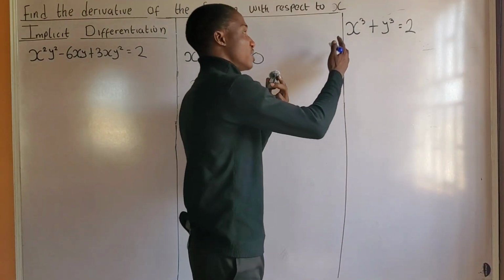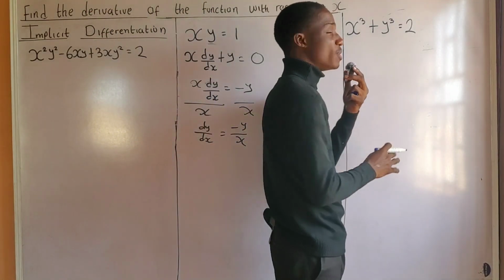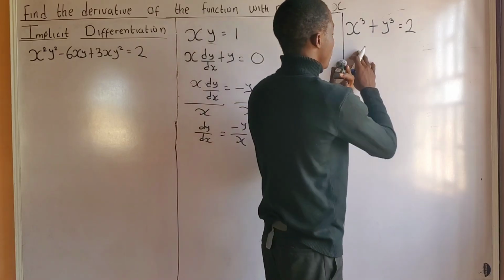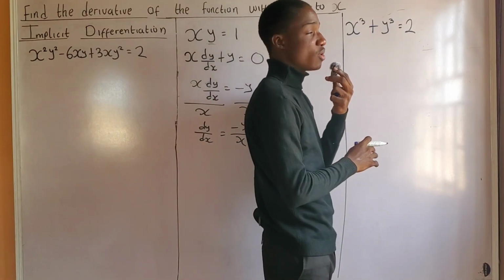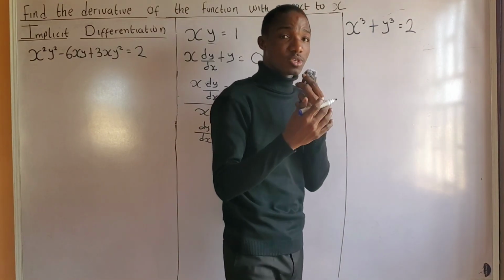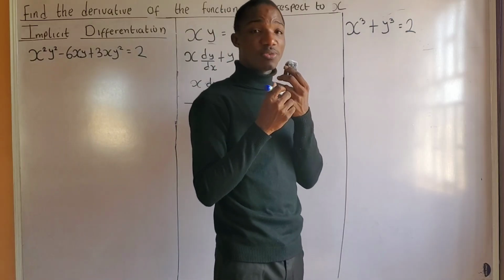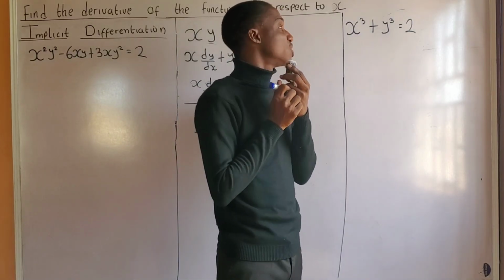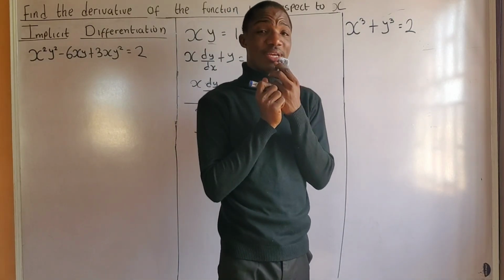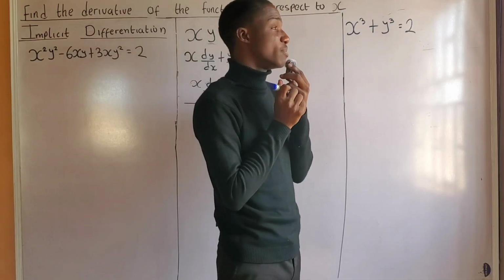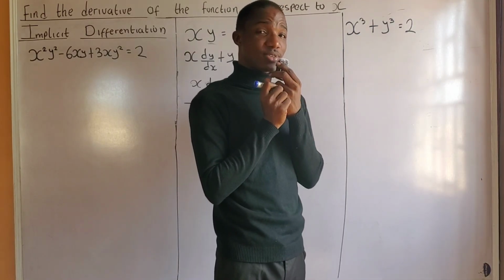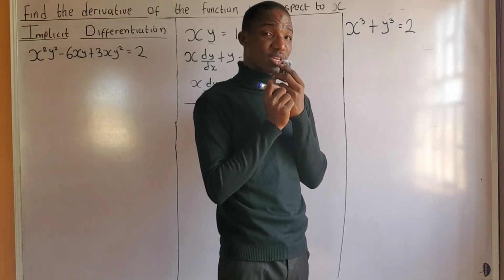Okay, what of this? We have x cubed plus y cubed equals 2. How do we find the derivative of this function? Well, we are still going to proceed the same way. Anytime you differentiate y in this function, you are going to multiply that derivative by dy/dx. Do you understand? Because it is y that we are differentiating with respect to x, as you can see.